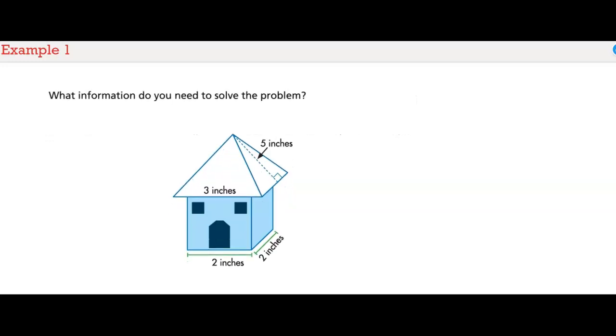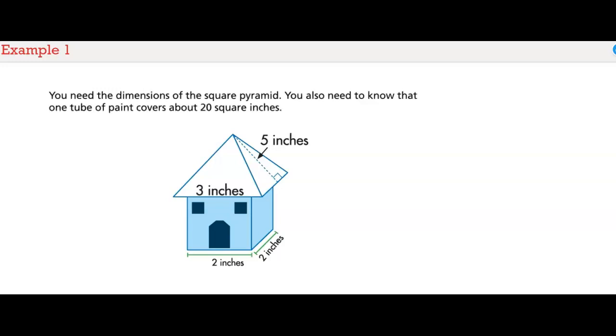What information do you need to solve the problem? You need the dimensions of the square pyramid. You also need to know that one tube of paint covers about 20 square inches.